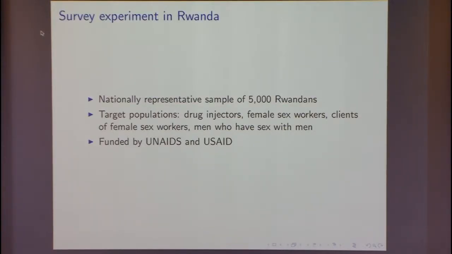So we did this in a survey experiment in Rwanda. This was a study funded by the UN and USAID to estimate the sizes of the groups most at risk for HIV in Rwanda. So these are drug injectors, female sex workers, clients of female sex workers, and men who have sex with men. And we had a nationally representative sample of 5,000 Rwandans, face-to-face interview. This sample was selected using standard probability methods.